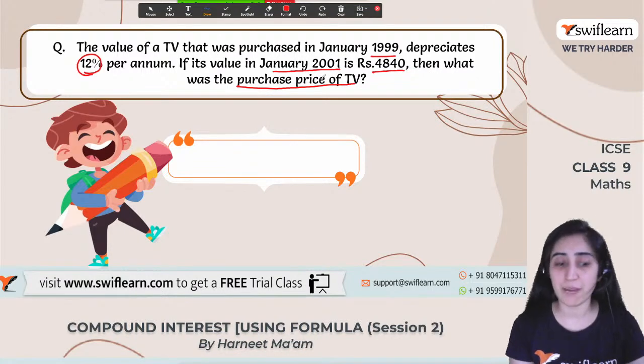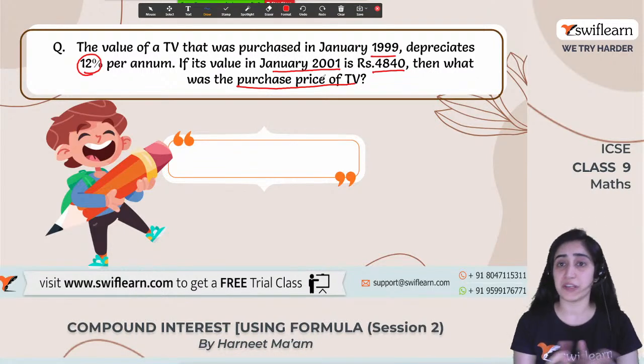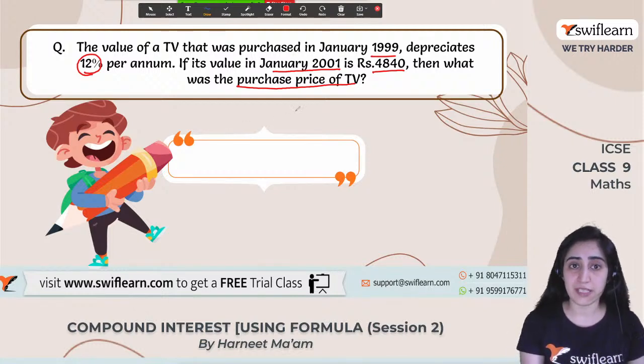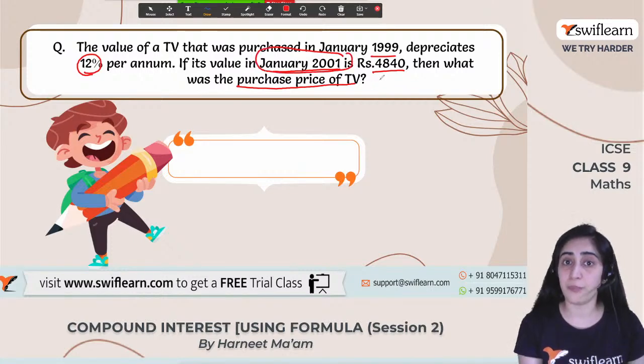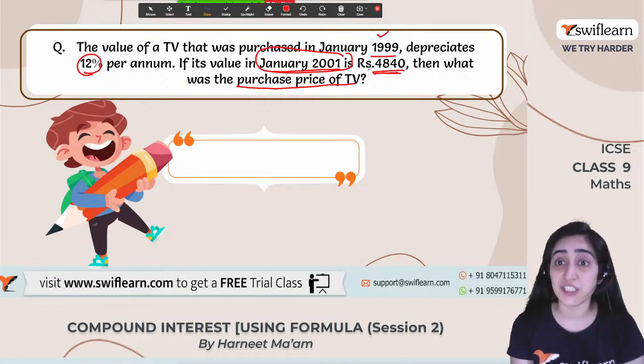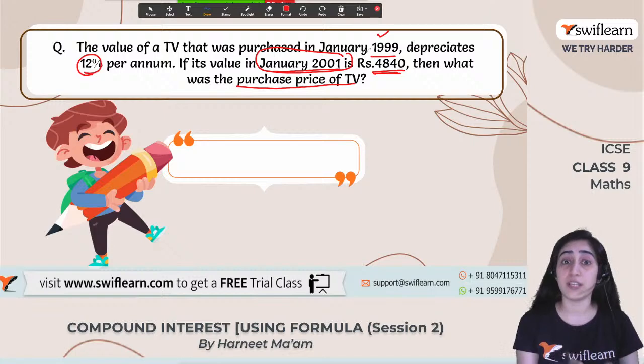तो इस केस में हमें क्या पूछ रहे हैं वो हमसे? Anyone who can tell me what are they asking? Yes, they are telling me the present value, right? The value in January 2001. तो मेरे को present value दी हुई है, right or not? It's given to me. Purchase कब किया था? पहले किया था.